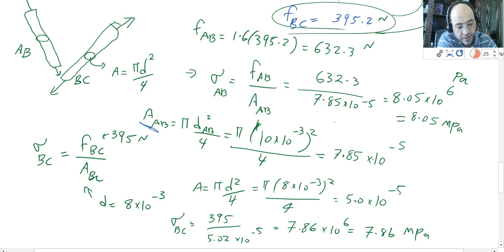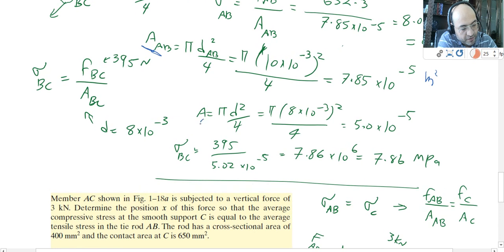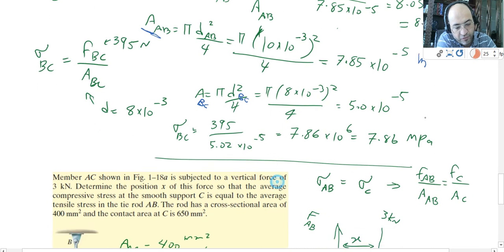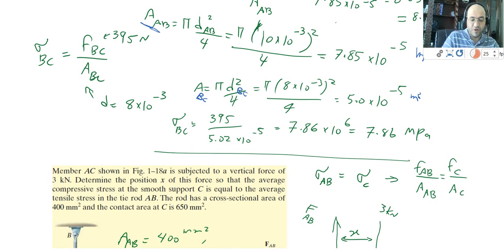and the unit that I'm going to get here is meter square. Same thing for the area of BC. I forgot to put the BC here. The area of BC is pi d to the power of 2, that's d_BC, which is given to us as 8 millimeter. I found the area for BC as well. Remember to bring everything down to meter, everything else down to Newton, just to stay safe, right? And then your final answer is going to be in Pascal.